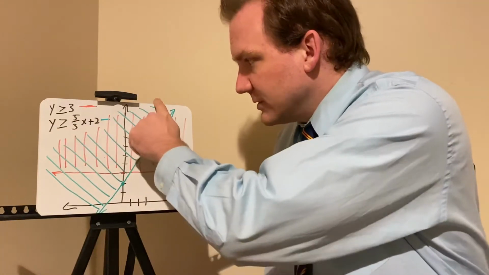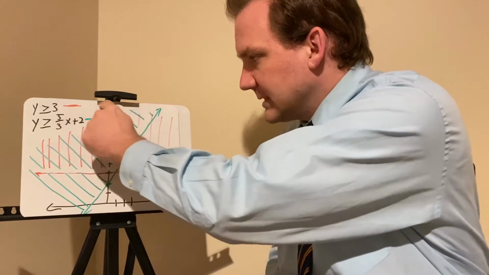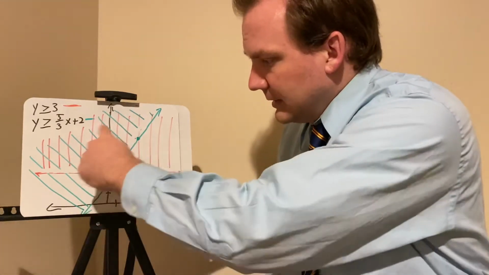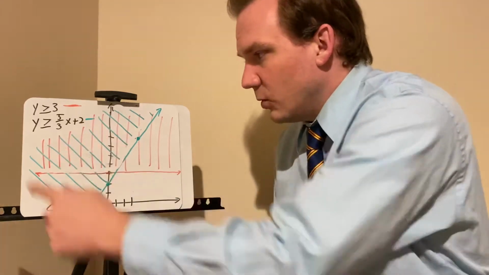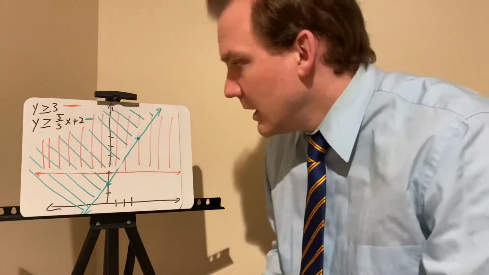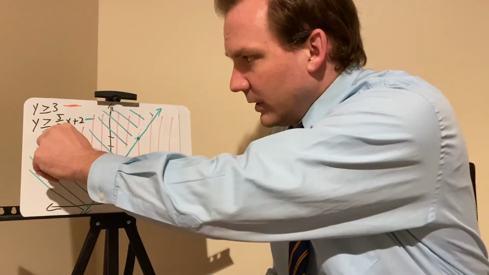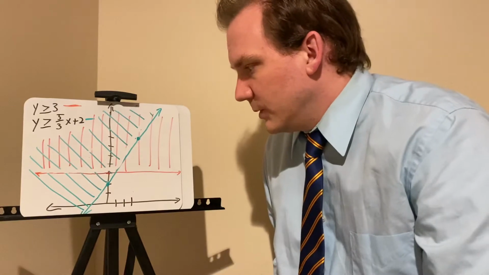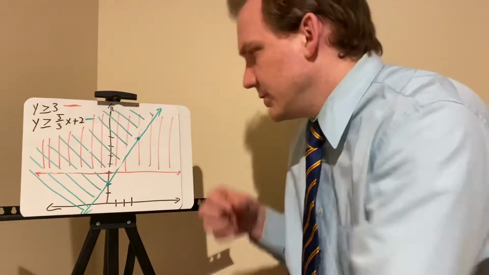I found that there's this overlapping section, right here. That is the solution. This is not, and this is not, but this overlapping section is the solution. Please note a couple of little things. The lines are solid because I have greater than or equal to in both cases, meaning they're included within the set. And the solution set is this overlapping section.